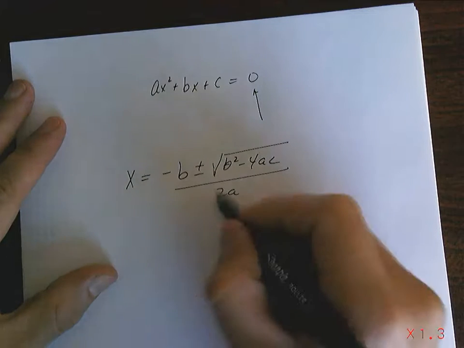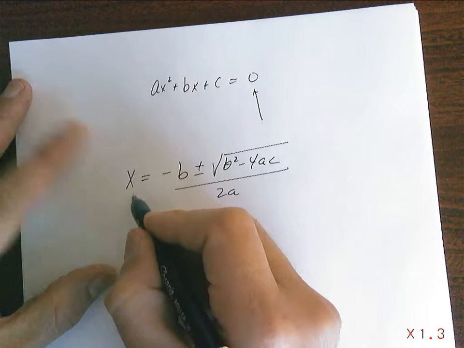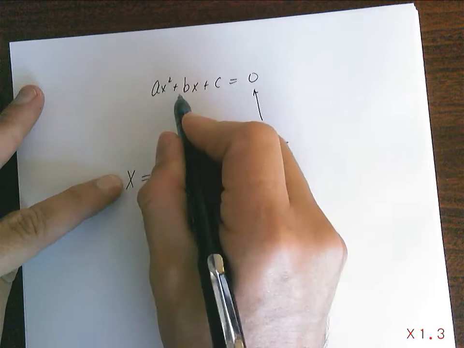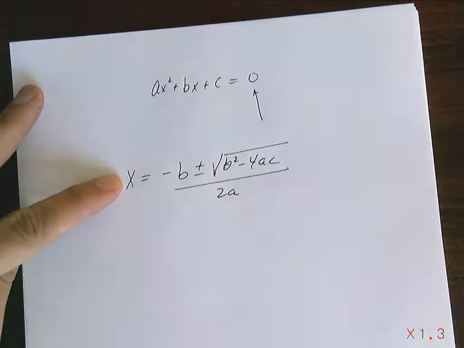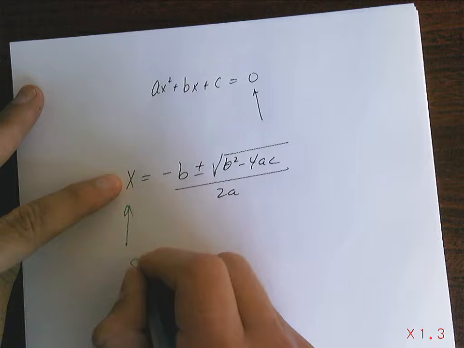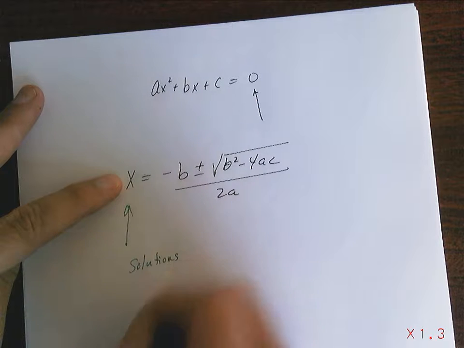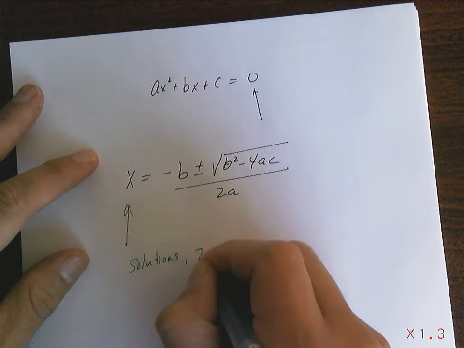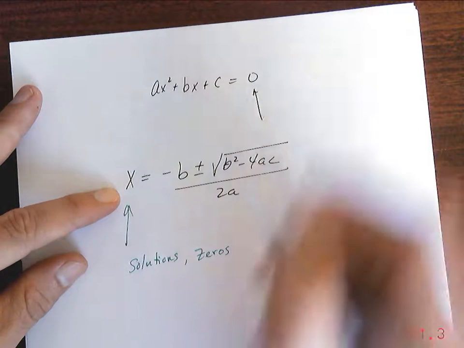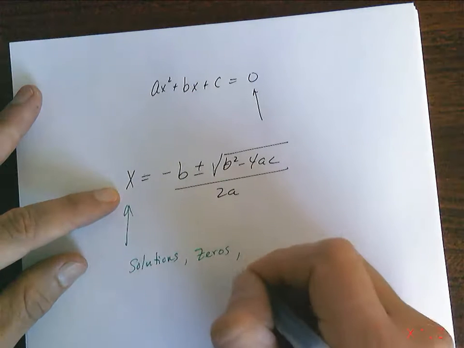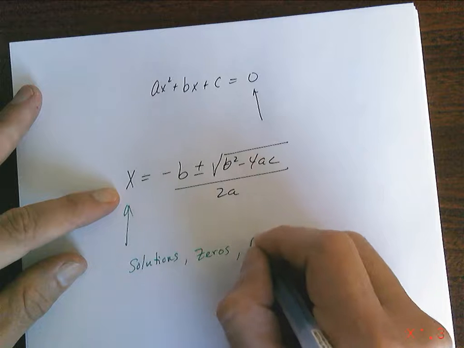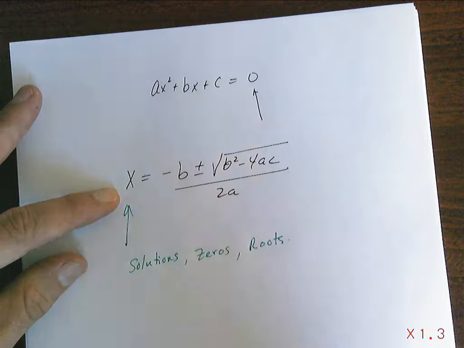Well, there's two values here, and these x values are going to be the x values that allow the left-hand side to equal the right-hand side. We call these x values by many names. Sometimes they're called the solutions. Sometimes they're called the zeros. I think you can see why. If it equals 0, these are the x values that give you 0 in y. They're also called the roots. That's a weird one. Sometimes they're called the roots of the equation.